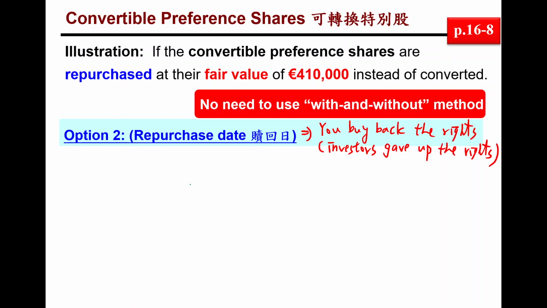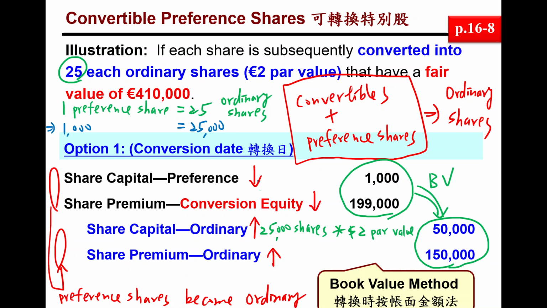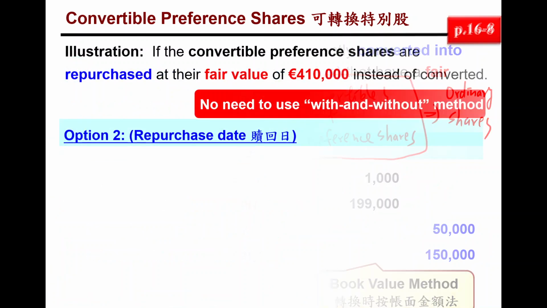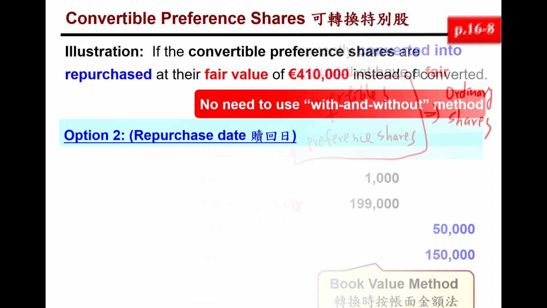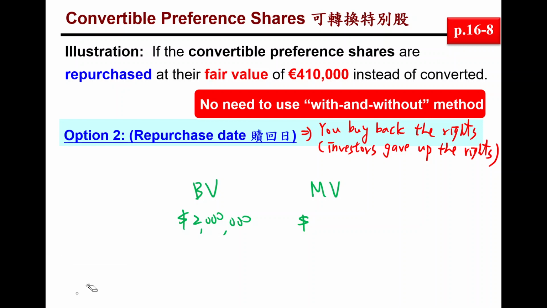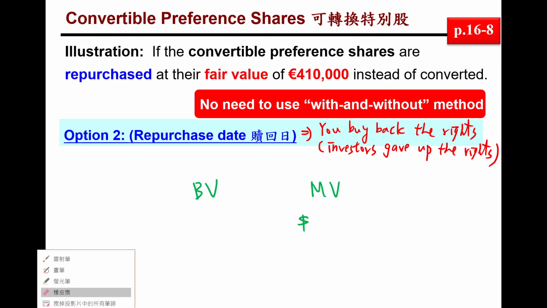Okay? So for this, did you find out what's the book value for preference shares? Book value how much? 1,000 plus $199,000, right? So totally book value $200. How much money did you spend? Here it told you 2 million? Sorry, 200, right? Yeah, 200. So this is book value $200.